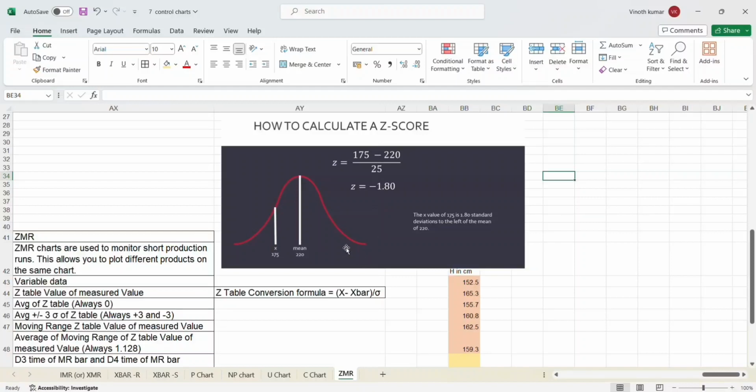If I have a value like 250, then I would say 250 minus 220 divided by 25, and it will say it is plus 1.2 times of standard deviation away from the mean. So what are we doing? By converting the actual value into z score, we are converting the measured value into a standard z score.